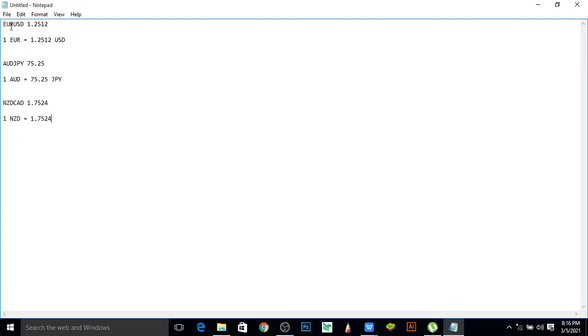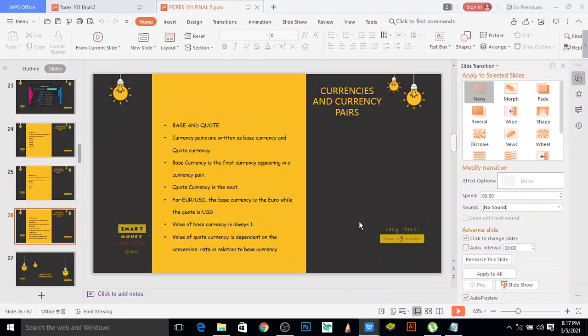So if you notice, every time we mention a currency pair, the first one is the base currency. Euro is the base currency, Aussie is the base currency, kiwi is the base currency. So the base currency is mentioned first, and the base currency is always one. Then the quote currency is written based on its exchange rate with the base currency. So when you say a price, you are basically saying how many of that quote currency will get you one of the base currency. It's that straightforward.